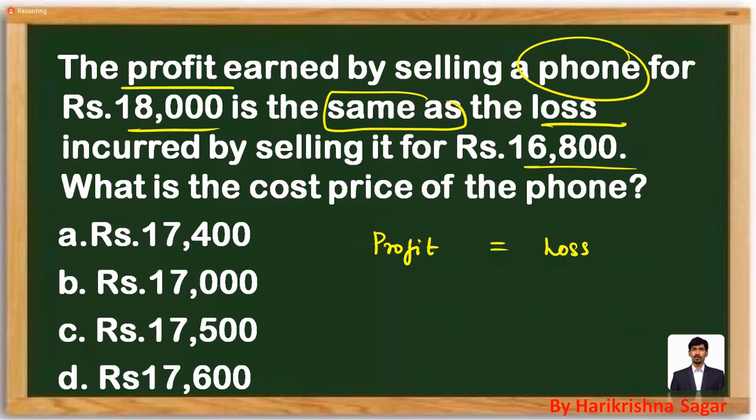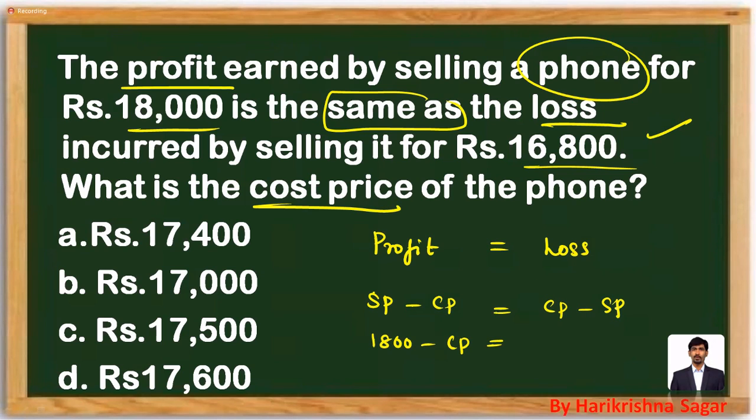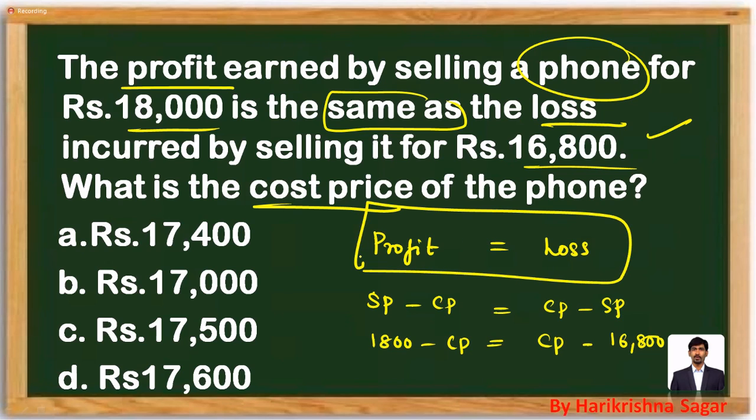So the profit is equal to selling price minus cost price, right? By selling the phone at 18,000 rupees, 18,000 is the selling price. Cost price, I don't know. Let me keep it as it is. This is the same as the loss occurred by selling at 16,800. What is loss? Loss is nothing but cost price minus selling price, right? So what is the selling price here? 16,800. Using this scenario, profit is equal to loss is our overall agenda.